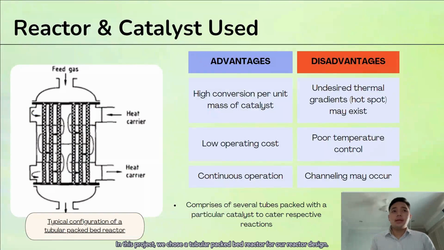For our project, we chose a tubular packed bed reactor for our reactor design. It comprises several tubes packed with a particular catalyst. The advantages are a high conversion per unit mass of catalyst, a low operating cost, and continuous operation. The disadvantages are the formation of hot spots, poor temperature control, and channeling may occur.